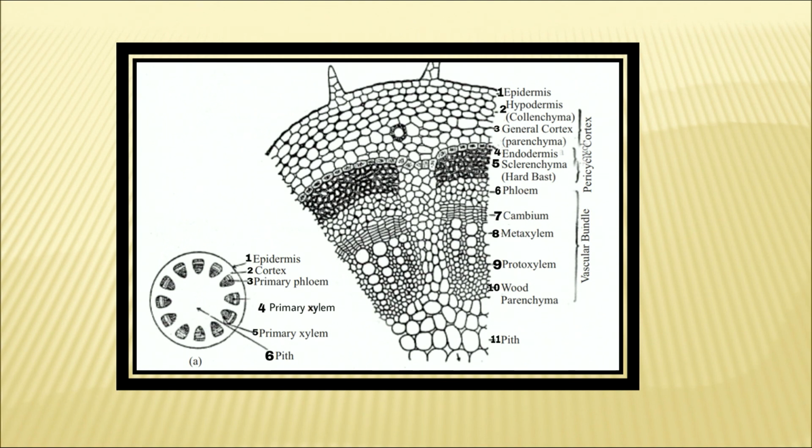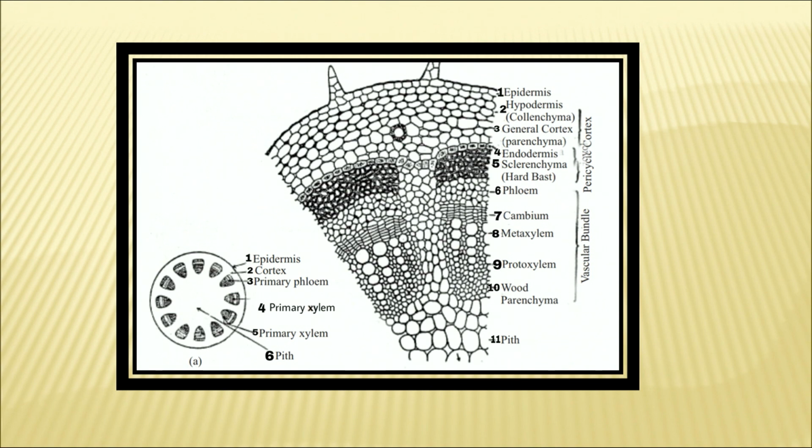Number 8 and 9 are both actually xylem. Number 8 is metaxylem, the older xylem vessels and tracheids, and number 9 is the protoxylem, that means the fresher xylem vessels and tracheids. So, number 10 is the wood parenchyma, which is at the center, and that makes the pith of the stem.